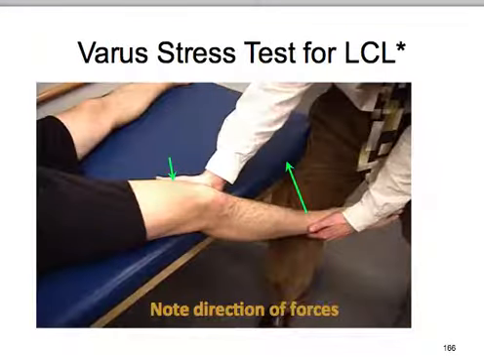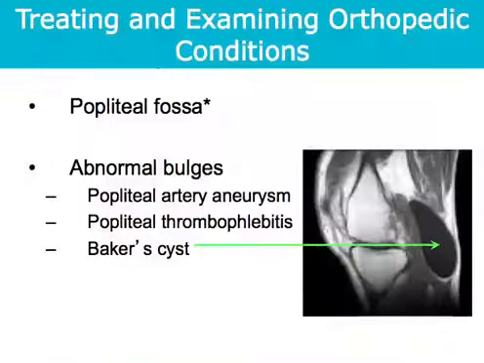So you're going to put pressure on this. With the varus stress for the lateral collateral ligament, once again, if you're examining the right knee, you're going to put your right hand on the medial side of the knee and push it lateral while stabilizing the ankle. So your left hand is actually on the right lateral malleolus of that patient.